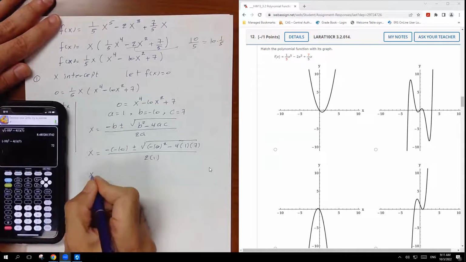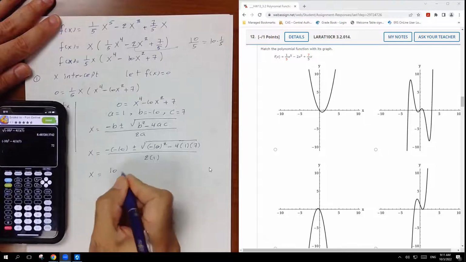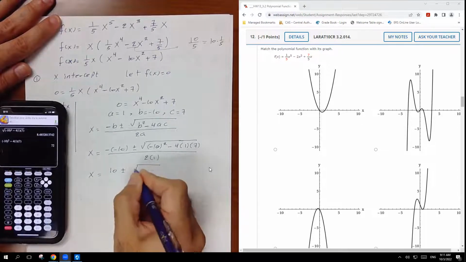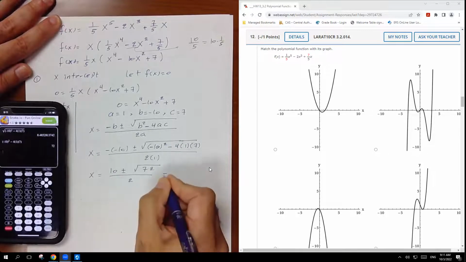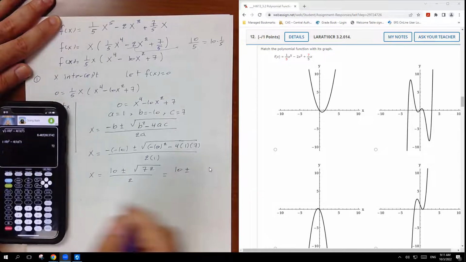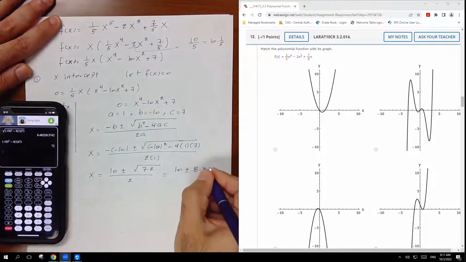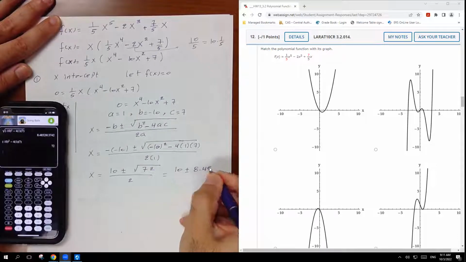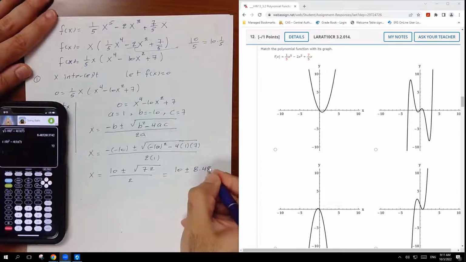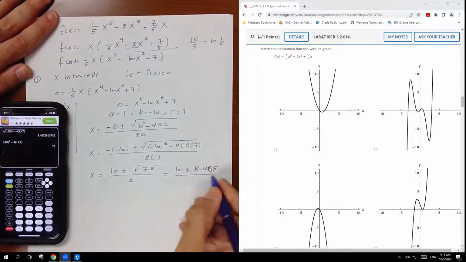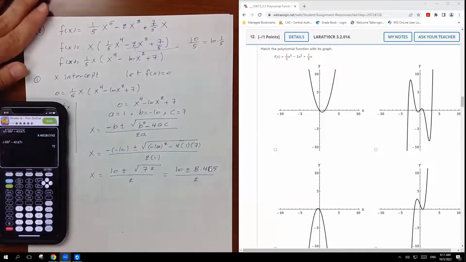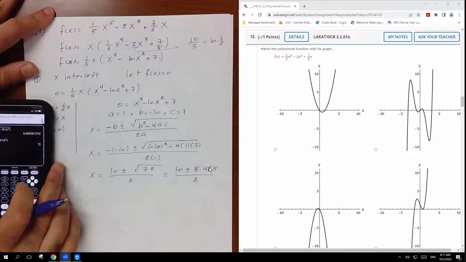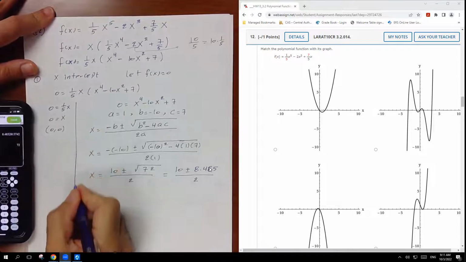Then the next step, I'm going to convert it. So this is going to be 10 plus or minus the square root of 72, over 2. That means it's going to be 10 plus or minus 8.485, 3 decimals, divided by 2. I'm going to use the decimals because it's easier for me to graph it with the decimals. I can't graph it with the fraction. So I have 2 points from here.